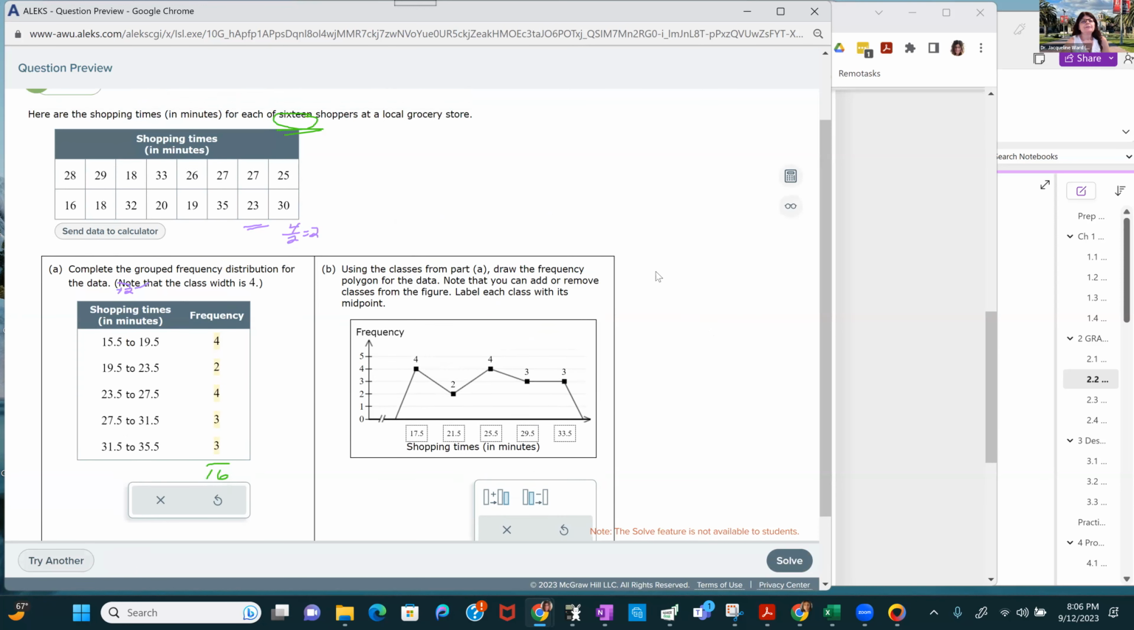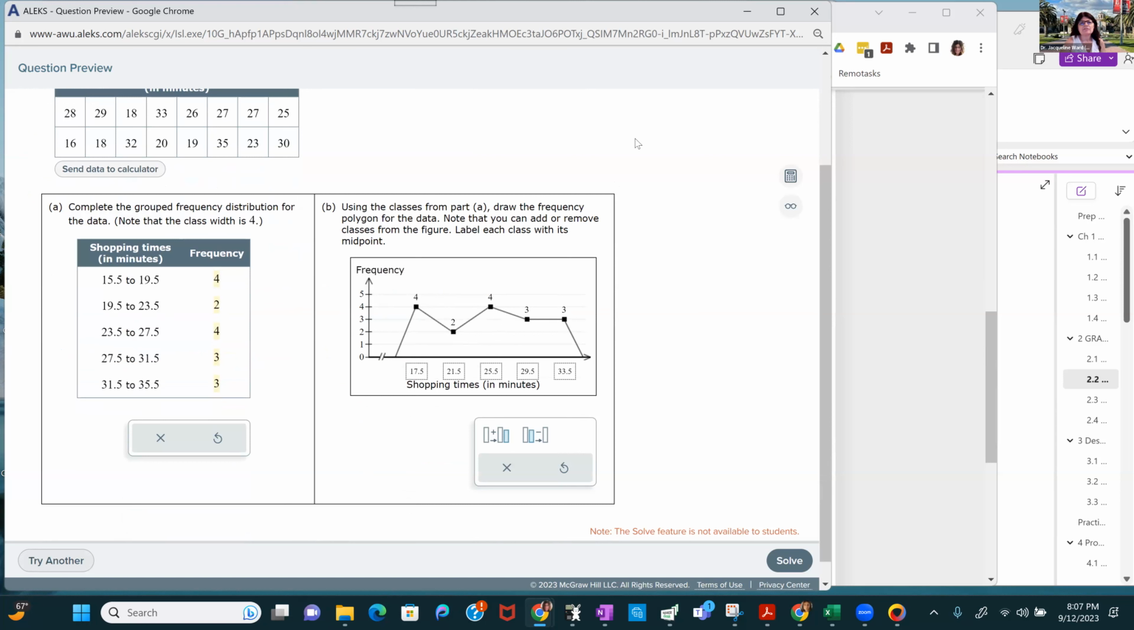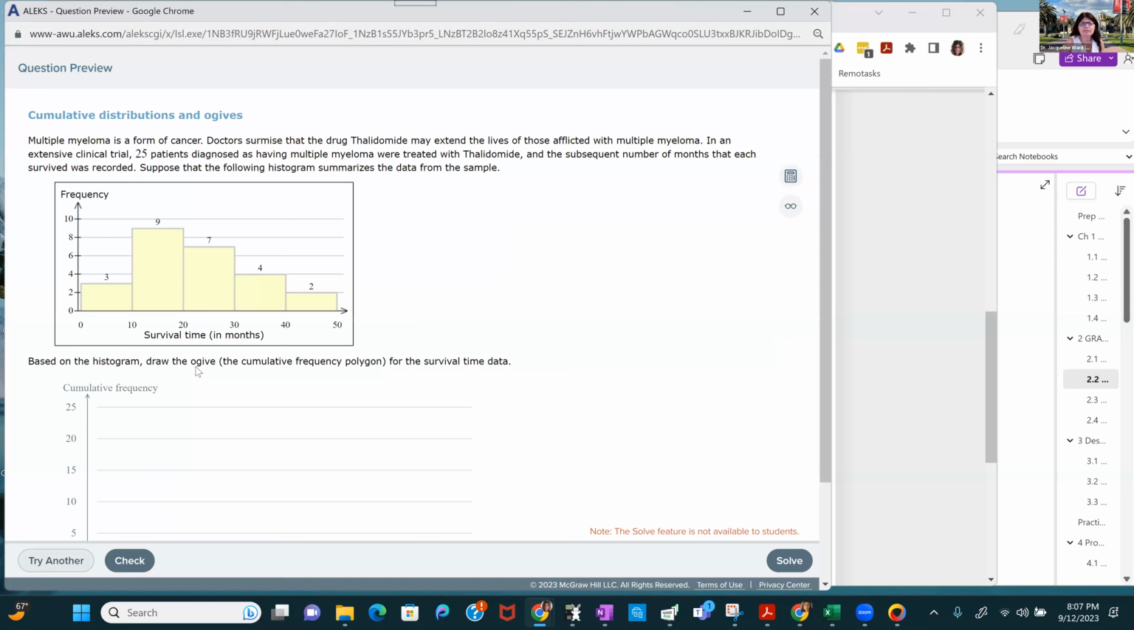So that's all we're doing on these. Frequency over the midpoints. These are called frequency polygons, because it's like we're drawing a polygon with these sides, you know? And then we're going to draw the ogive, a cumulative frequency polygon.